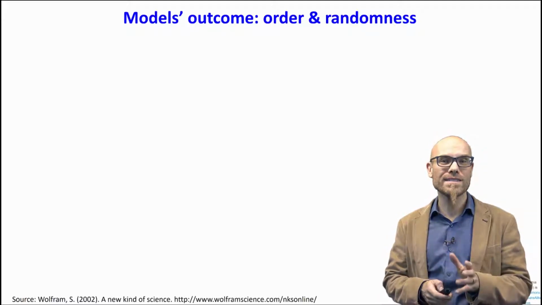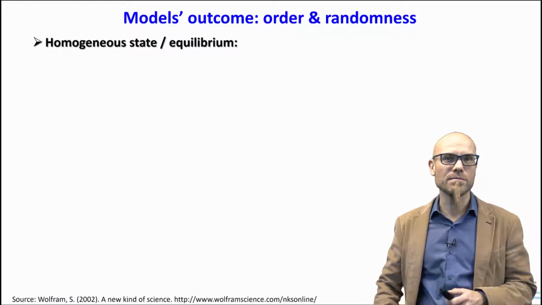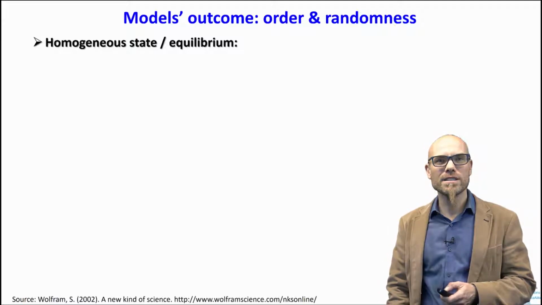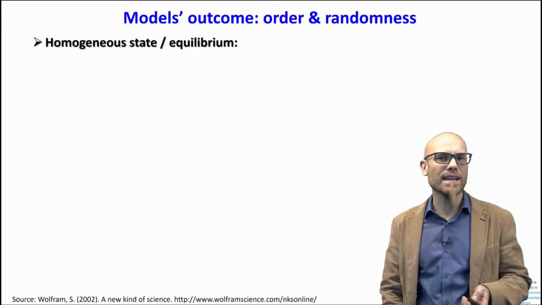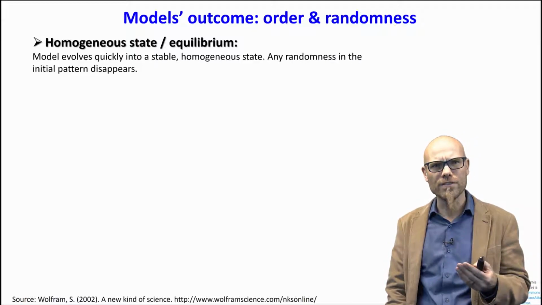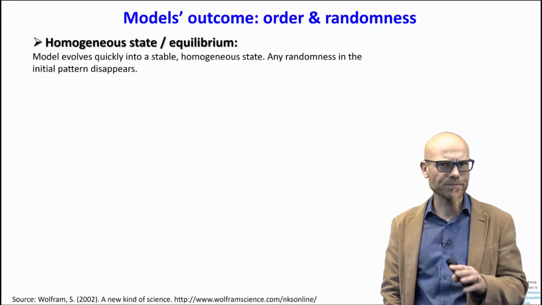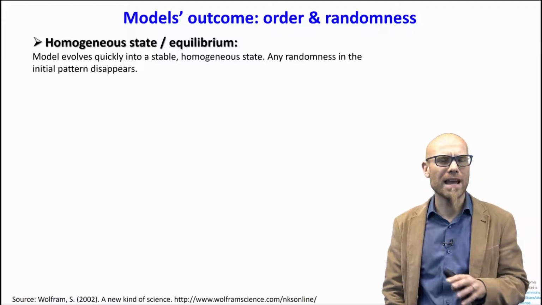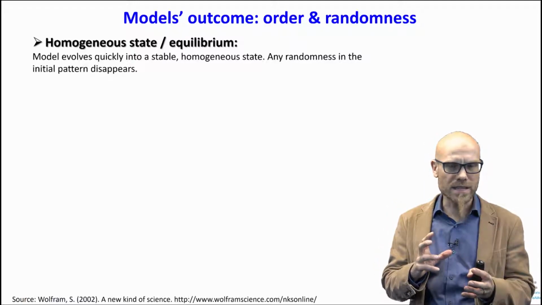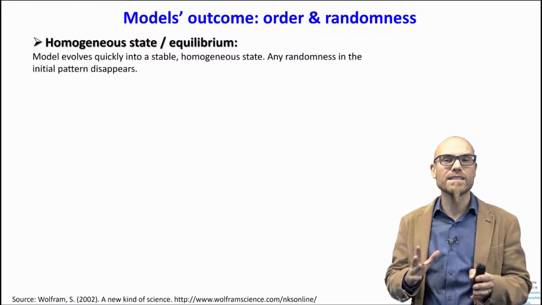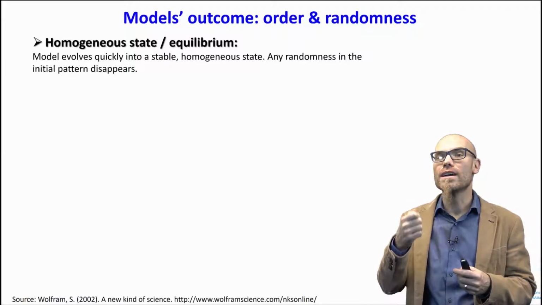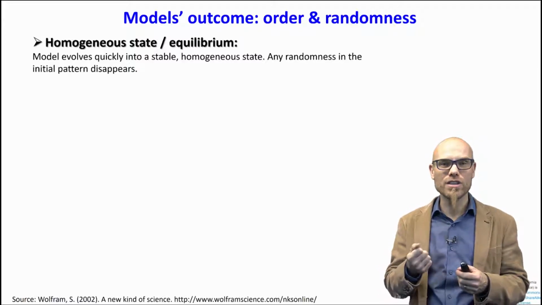One class we've already seen of the possible outcomes of any kind of model, especially an agent-based computer simulation, and that's a homogeneous state or an equilibrium. So we saw that in Schelling, for example. That means the model evolves into a stable homogeneous state, and any randomness of the initial pattern actually disappears. So in Schelling's model, we went to this state of this level of segregation, and that's when it stopped. You can run many times, and that's where you can make your invariant distribution, your stationary distribution.